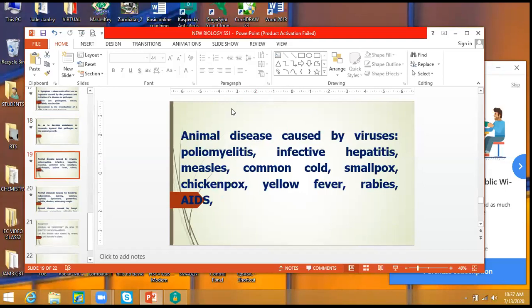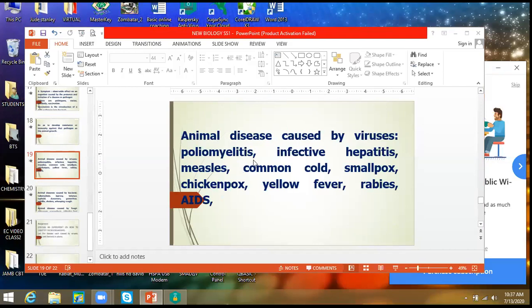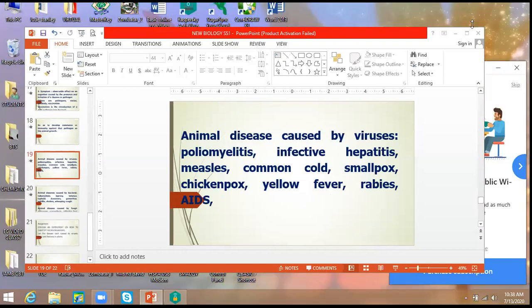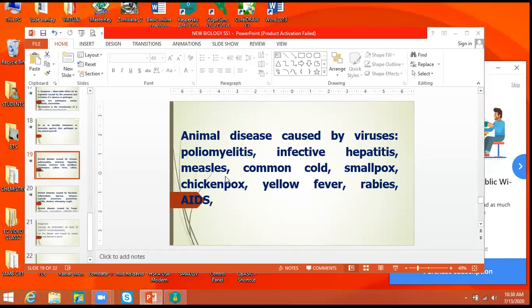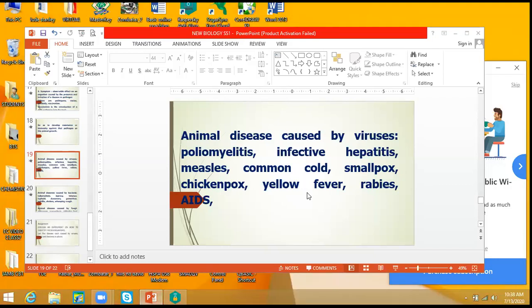What are those diseases caused by viruses? I gave these as examples: poliomyelitis, infective hepatitis, measles, common cold, smallpox, chickenpox. Because sometimes in your WAEC, you might be asked, name 5 diseases caused by viruses, so that you won't write typhoid. Typhoid is not caused by a virus. Please take note. Why I'm doing this is for you to know. You might mistake these diseases for a bacterial disease or fungi.